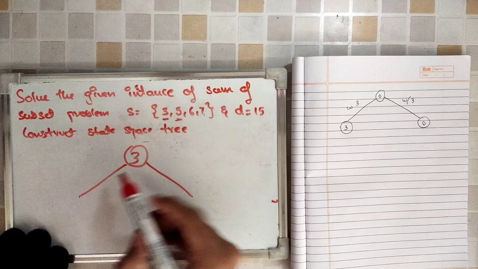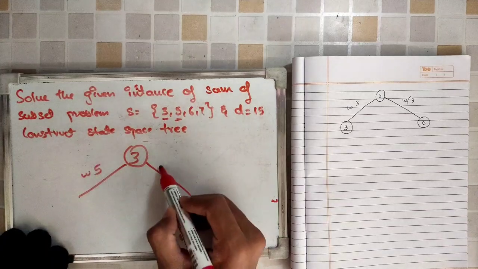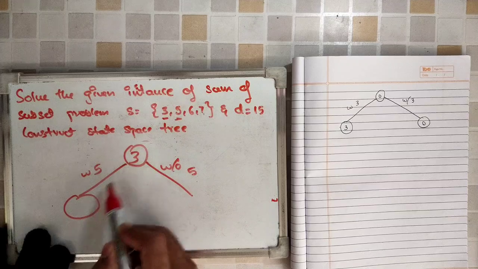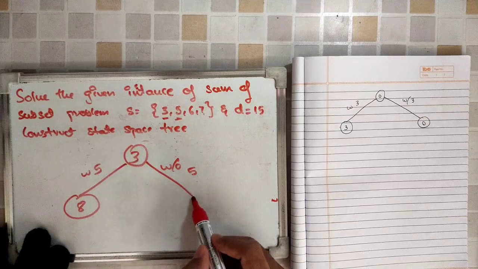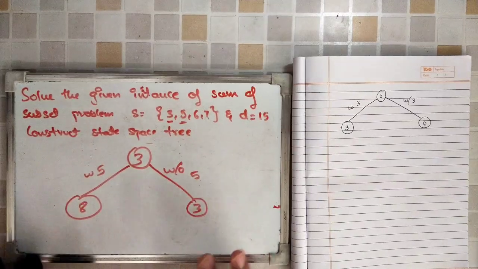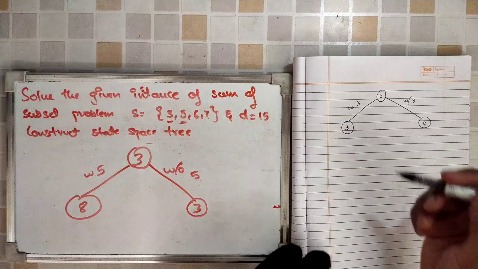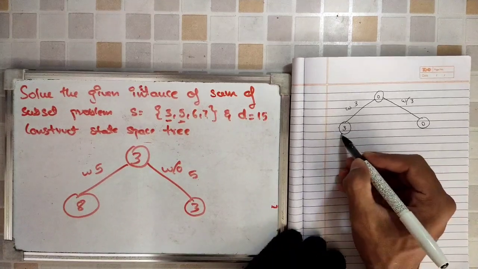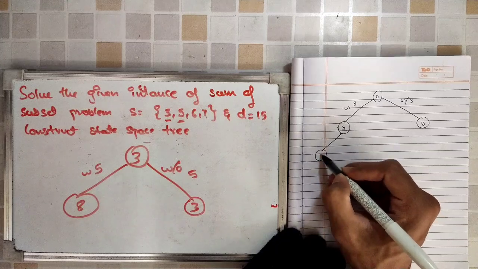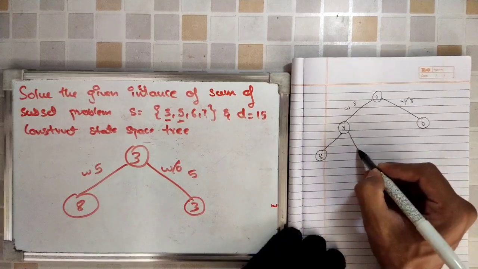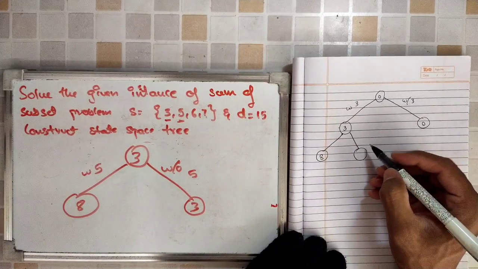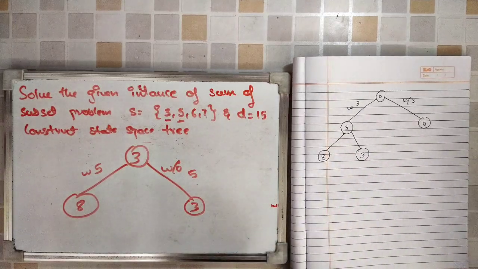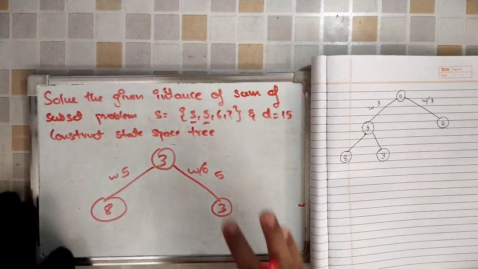Now the next number is 5. I have to add 5, with 5 and without 5. So it will be 3 plus 5, which is 8. Without 5, it will be 3 plus 0, which is 3. So again I will have 8 here, and here it will be 3 itself. Again, let me consider this 8 part over here.